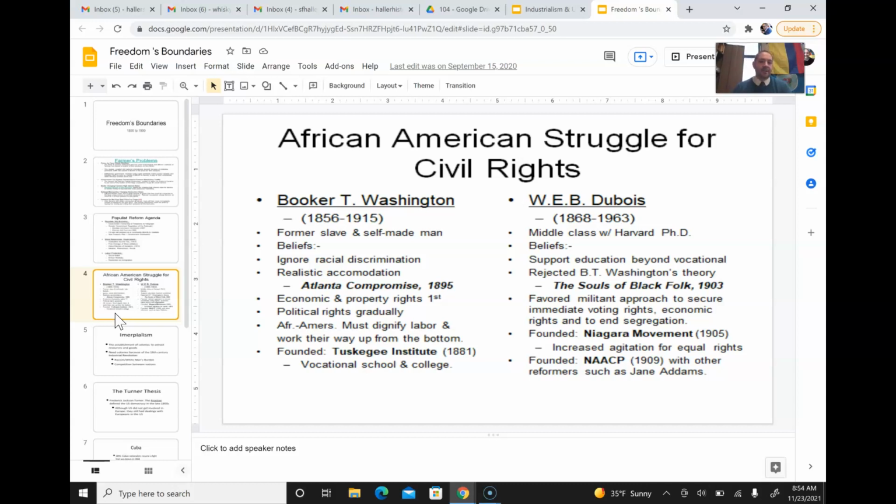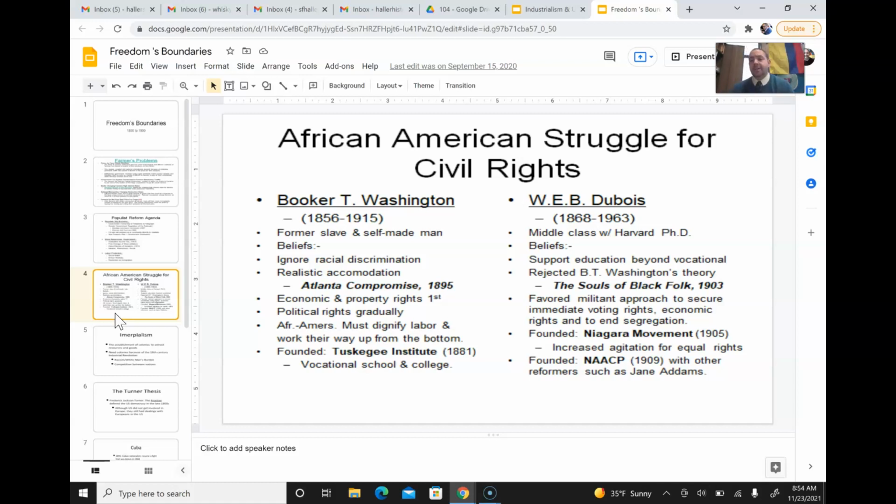Washington, who founds the Tuskegee Institute in the South, wants to focus on vocational schools and technical training, to get good jobs to sort of inch people's way into the middle class, and then from that position develop stronger footholds to ultimately purchase land and get into better positions within the United States. The protection of economic and property rights was really the primary goal of his desires.